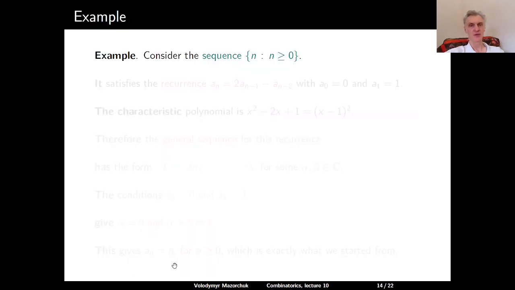Here is an example. Consider the identity sequence where a_n is equal to n, where n is greater than or equal to 0.